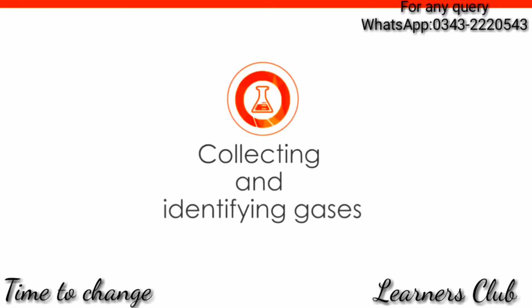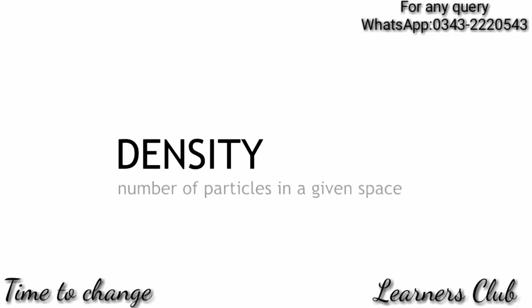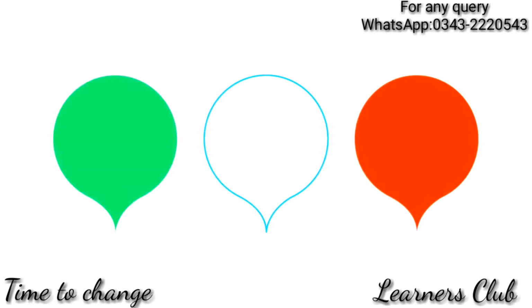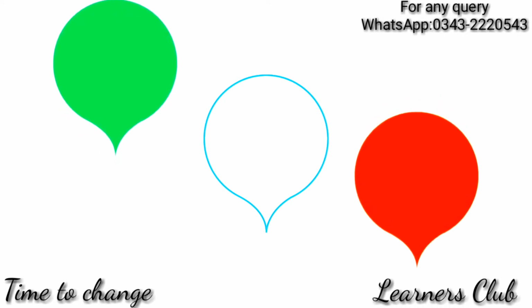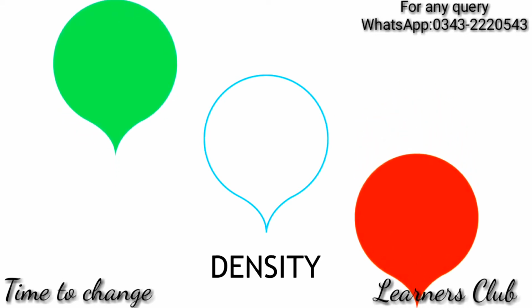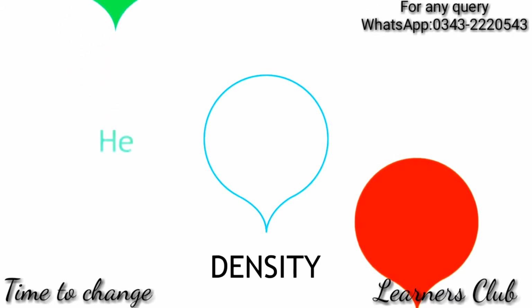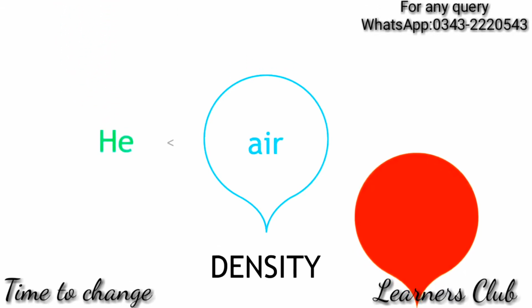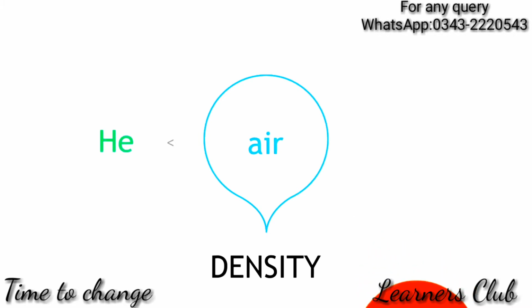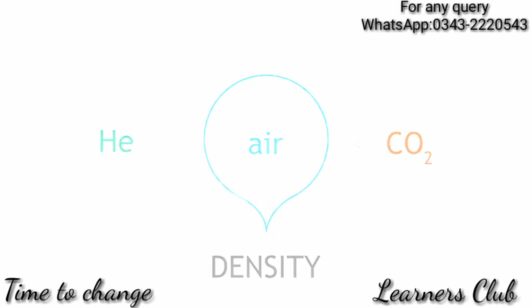In this lesson, we will learn how to collect gases based on their density. Have you ever wondered why some balloons float and some don't? This is due to the density of the gas inside the balloon. Balloons that float contain helium, which is less dense than air. Balloons that we blow up ourselves contain mostly carbon dioxide, which is more dense than air. Therefore, these balloons fall to the ground.